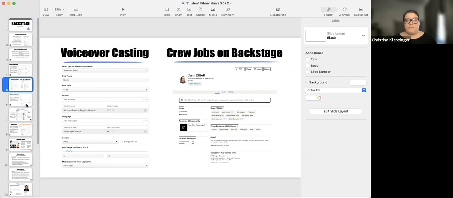So that's the first step of casting, putting out your casting notice and starting to get responses and interest from actors, so that you can start making some choices. I wanted to pause really briefly and see if anyone had any questions before we move on and jump into auditioning and what auditioning looks like right now.